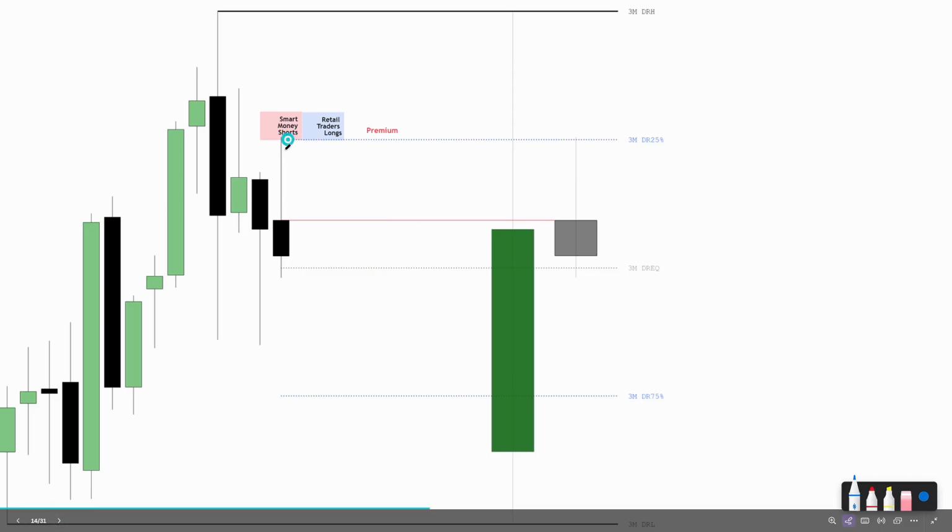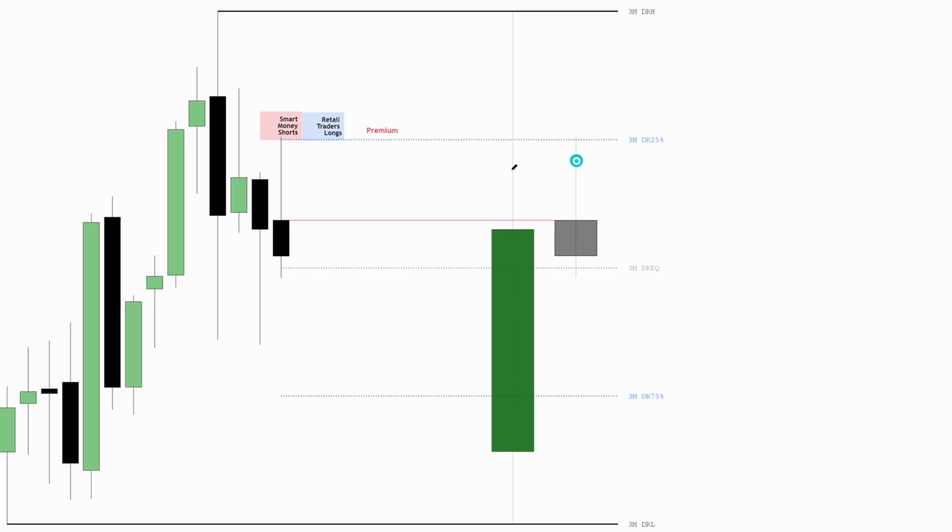Look here, the reactions in the 25. Okay, price returns to the equilibrium. Here it's a very critical area, because you need the close. If price closes below equilibrium, it's high probability for price to continue to the 75.